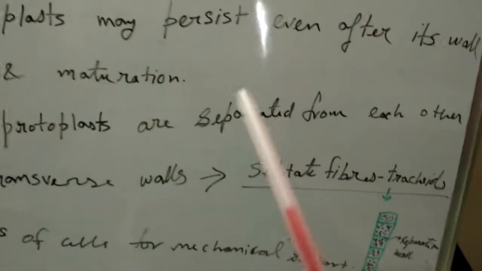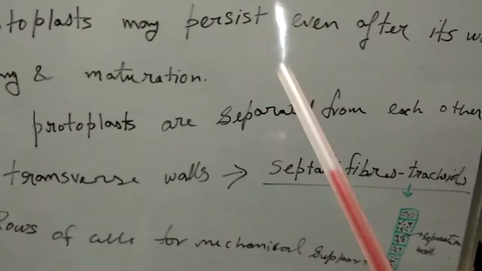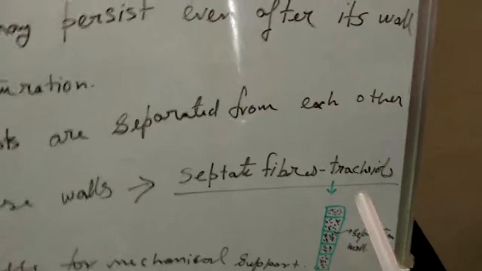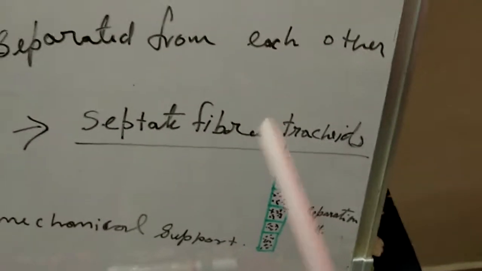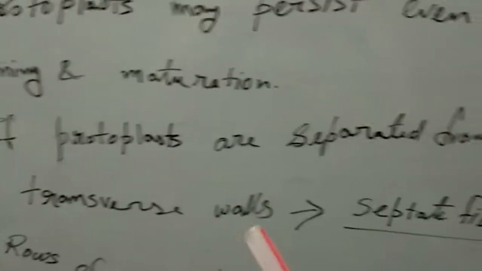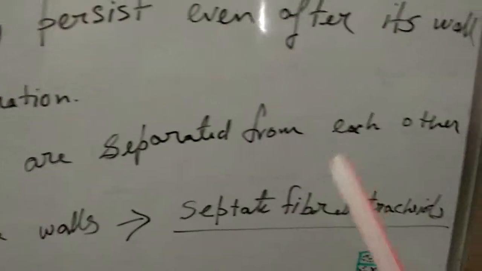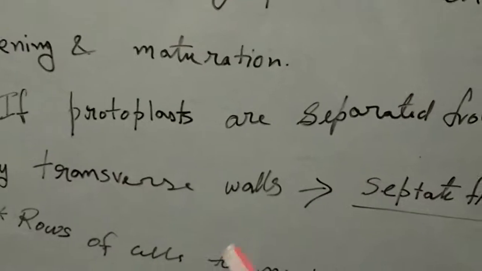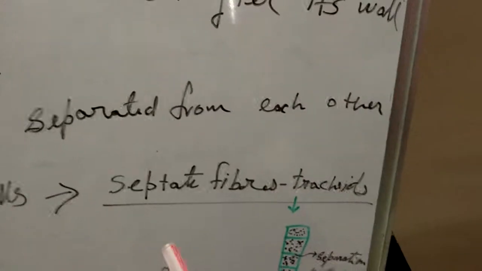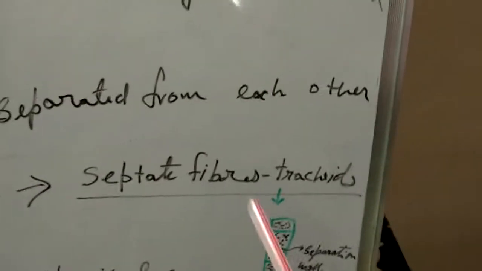If protoplasts are separated from each other by transverse walls, then that type of fibers or fiber tracheids is known as septate fibers. So here the word septate comes. If a fiber has protoplasts, and if these protoplasts are separated from each other by a transverse wall or several transverse walls, then that type of fiber or fiber tracheid is known as septate fiber tracheid.